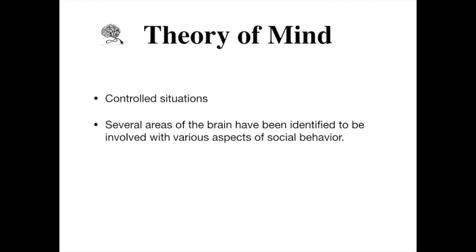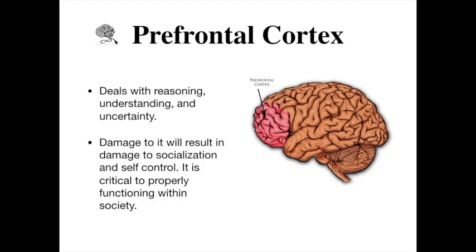Using fMRI and lesion studies, several areas of the brain have been identified to be involved with various aspects of social behavior. Let's start with prefrontal cortex. It deals with reasoning, understanding, and uncertainty. Damage to it will result in damage to socialization and self control. It is critical to properly functioning within society.